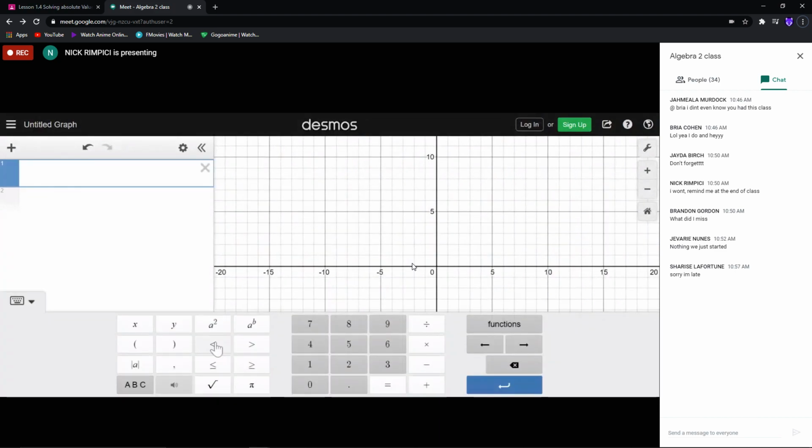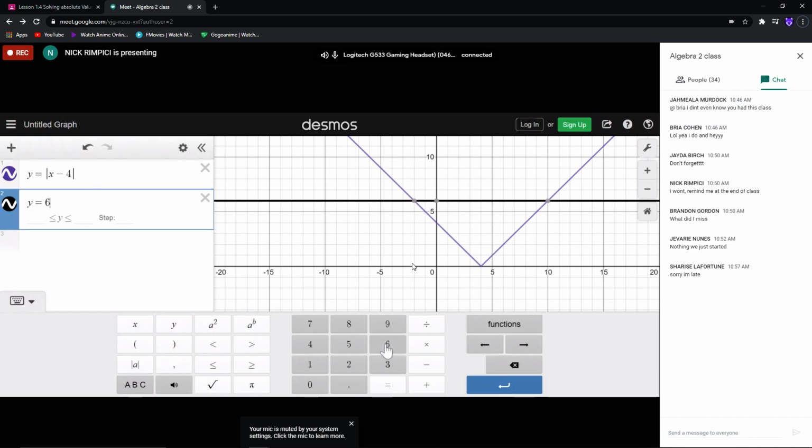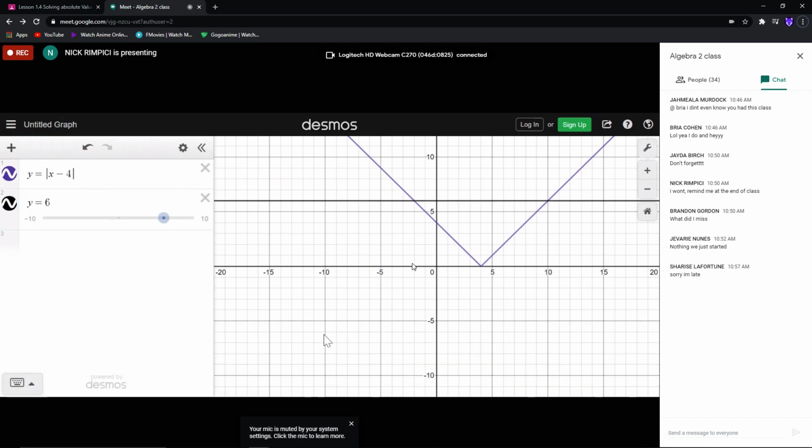So I have the absolute value. You should write y equals. Y equals the absolute value of x minus 4. That's the left side of the equation. And the right side is y equals 6. Those are the two equations, and I'm looking for the values of x that make the statement true.